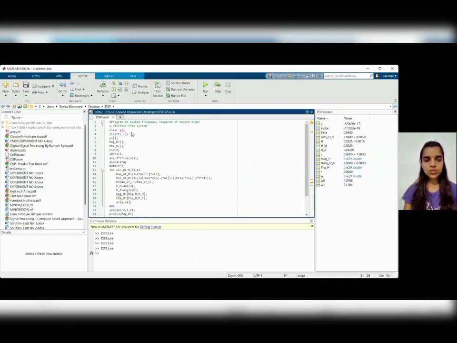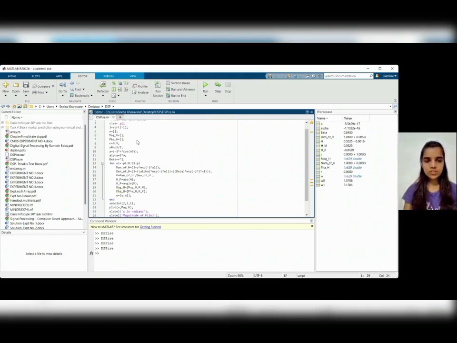Clear all, this command is used to clear all the previous work. j is equal to square root of minus 1. This explains the value of j is equal to square root of minus 1. Omega, here we define omega, magnitude of h, phase of h.